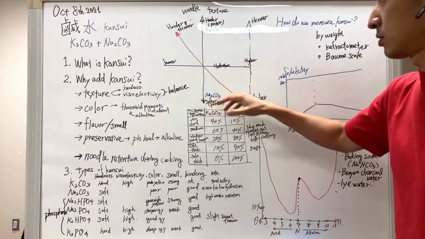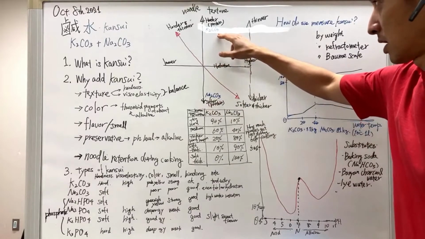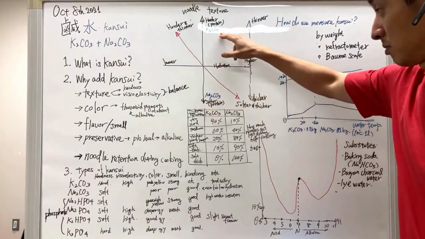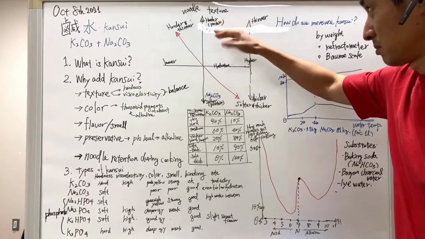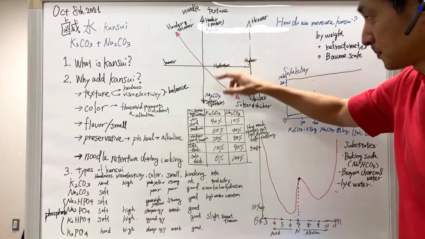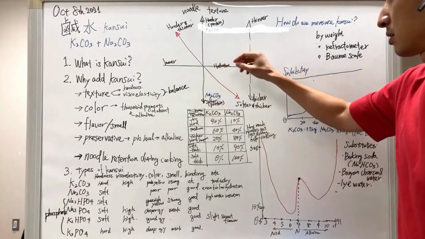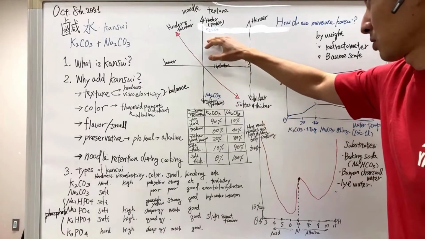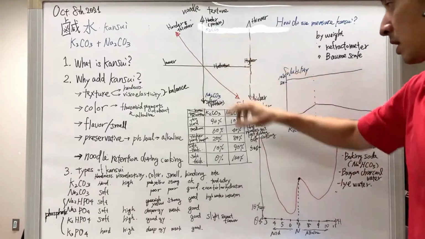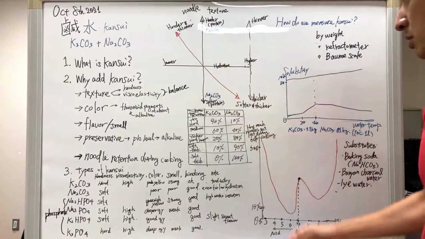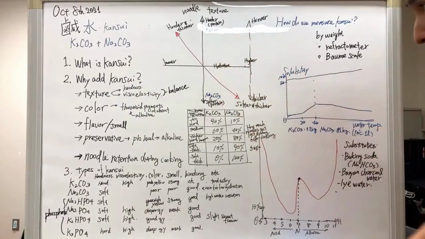To make it hard, the Kansui is a combination of potassium carbonate and sodium carbonate, and I'm going to explain them later. But potassium carbonate, pretty simply, makes it harder. Sodium carbonate makes it softer. So if you want your noodle texture harder, add more potassium carbonate; to make it softer, put in more sodium carbonate. That's basically what this chart tries to describe.